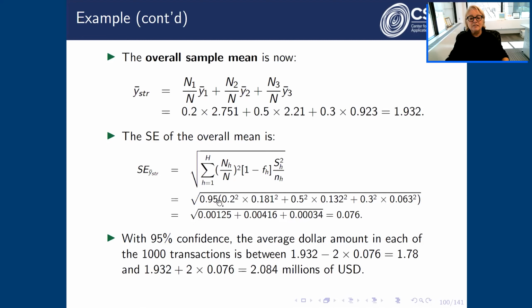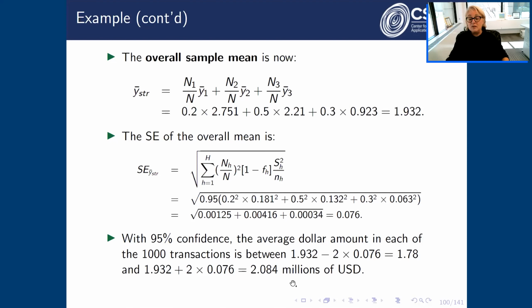This 0.95 corresponds to 1 minus 0.05, which was the same for all the three strata. So I just took it out of the sum here. And that's why it's out here. And so we end up with 0.076, which means what? That with 95% confidence, the average dollar amount in each one of the 1,000 transactions is between 1.78 and 2.084 millions of US dollars.